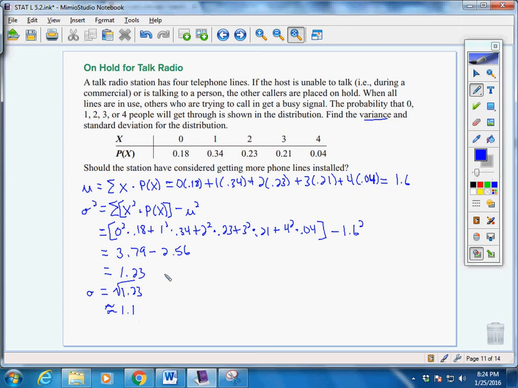So, mean, variance, standard deviation, what does it all mean? Should the station consider getting more phone lines installed? The answer is no. But why is it no? Well, our mean is 1.6. What does that mean? Basically, remember, these numbers tell us the probability of that number of callers getting in. Or I'm sorry, on average, 1.6 callers are going to try to get through. No, there's not going to be a 0.6, but remember, these are theoretical. So we're saying on average, we're going to have about 1.6, so between 1 and 2 people trying to get through.